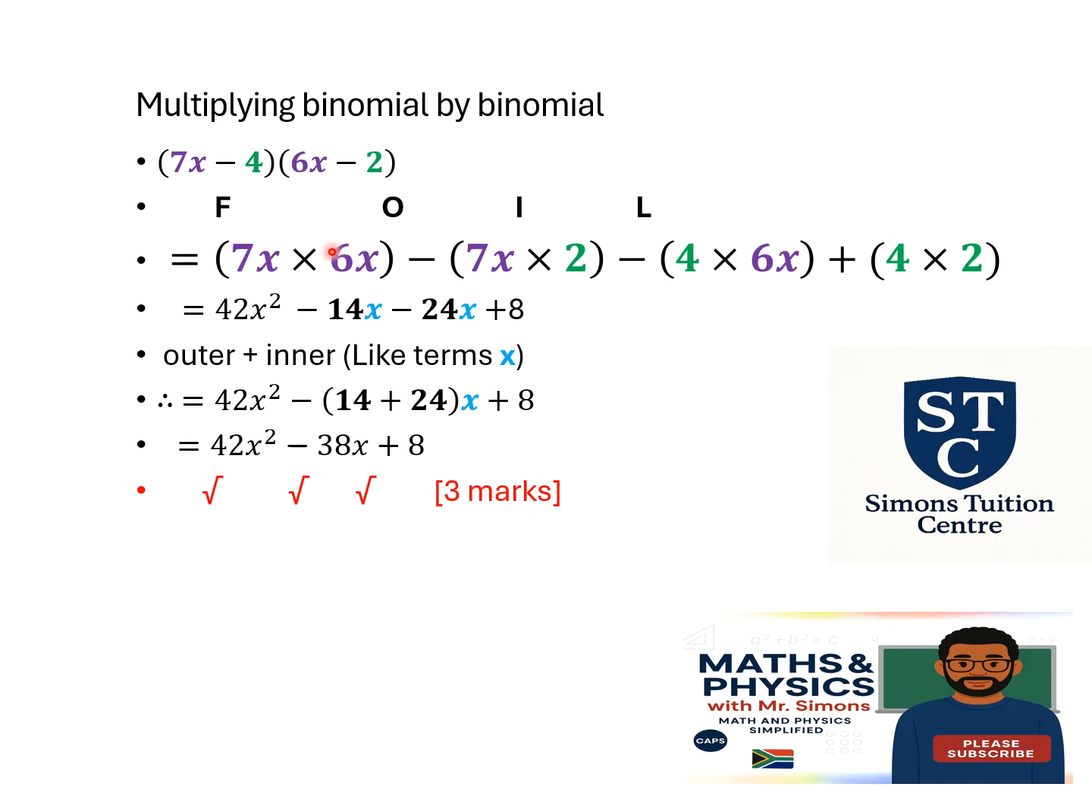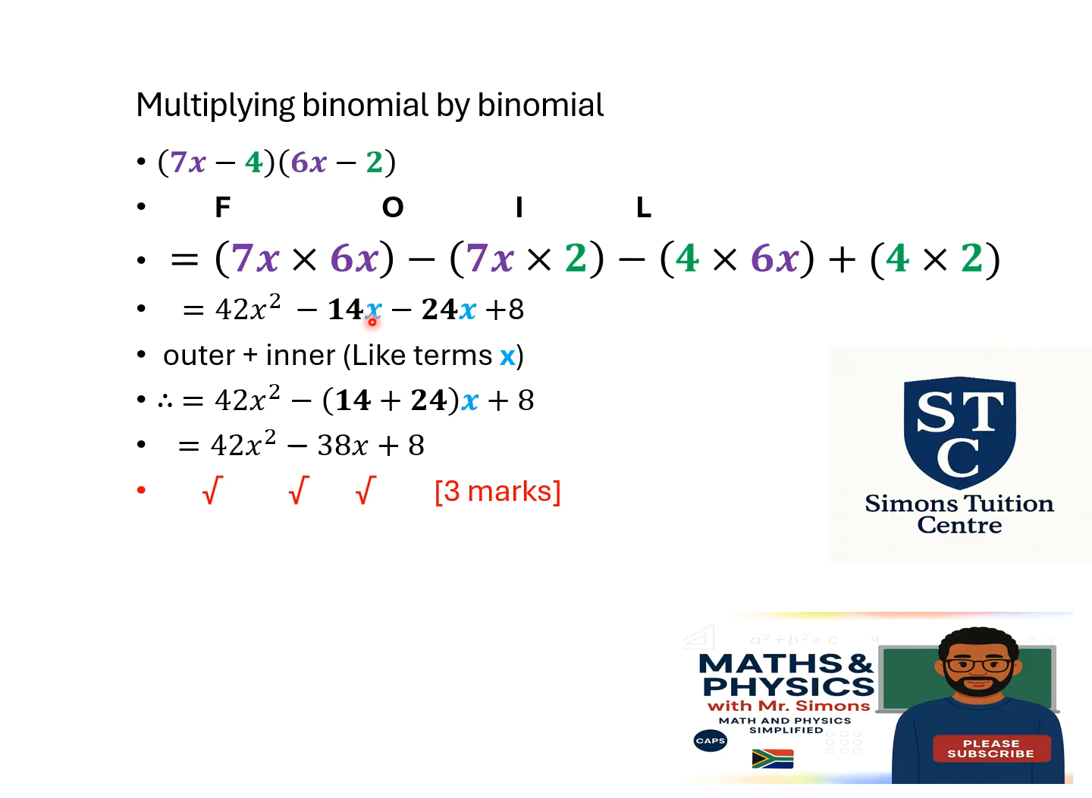7 times 6 would give me 42. X times x, x squared. 7x times 2 gives me 14x, and that negative times that positive simply becomes negative. So it's negative 14x. There, 4 times 6x would give me 24x, and a negative times a positive simply stays negative. I assume you know 4 times 2 gives me 8.